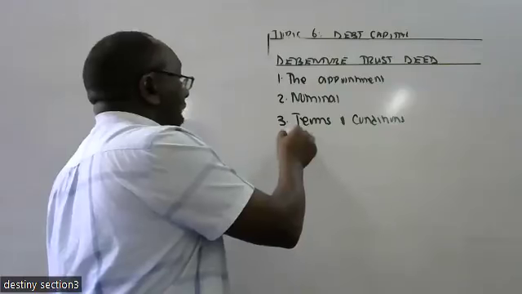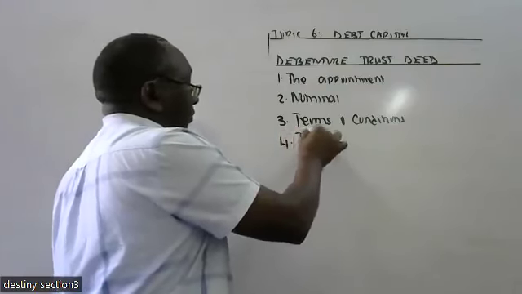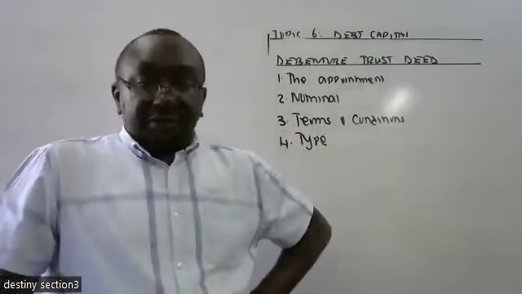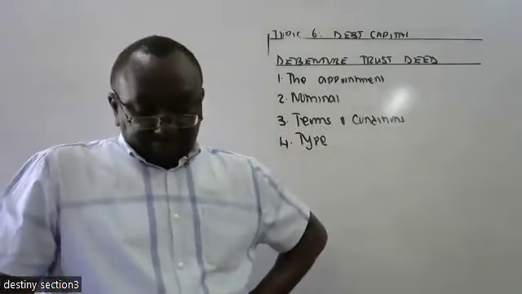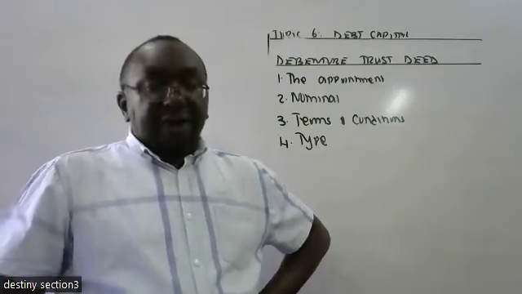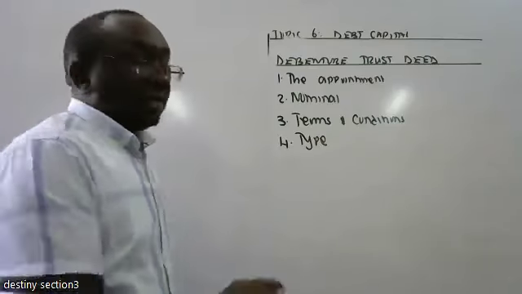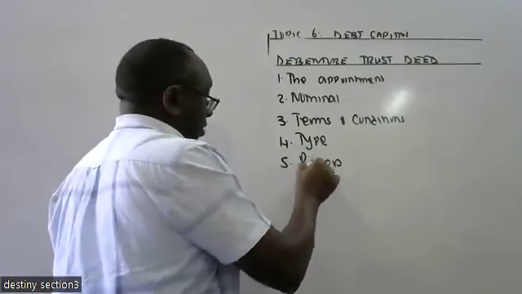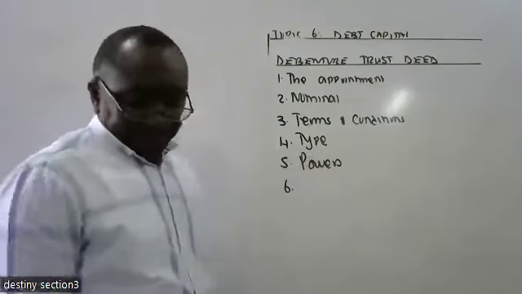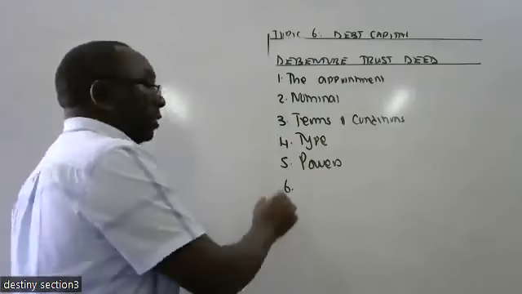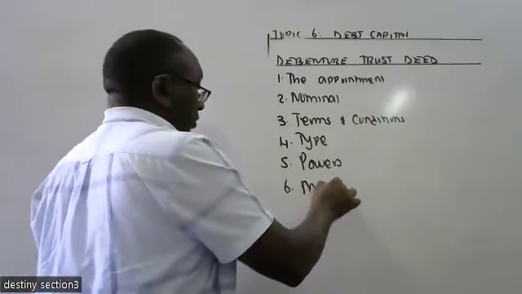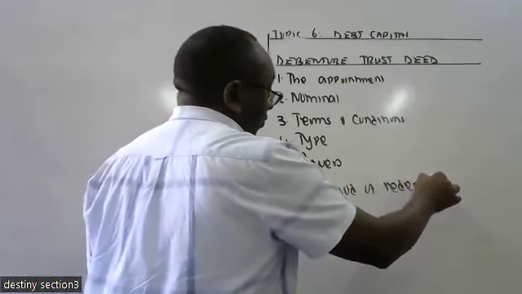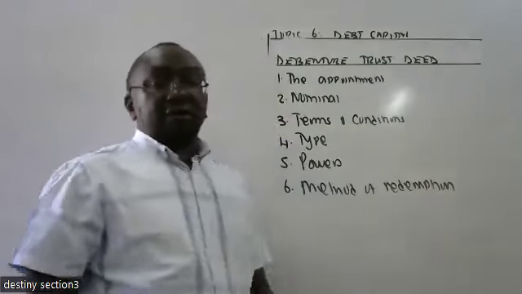Number four, type of charge. Number five, powers of the trustee. And the last one is method of redemption.